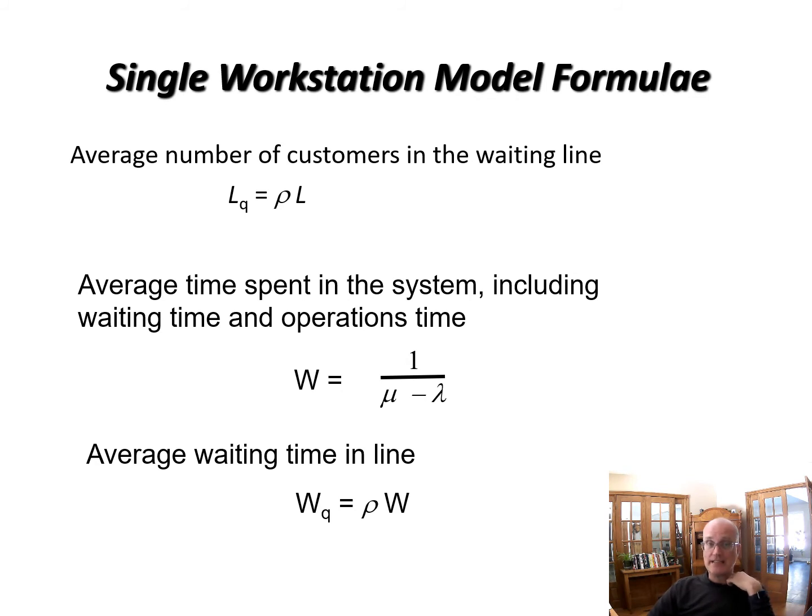The average number of people waiting in the line is LQ, which is simply rho times L. If you want to know just how long they wait, the last one was time in the system, which included time in the line. This includes just the time they spend waiting in line. The average time spent in the system, including waiting time and operations time, W, is equal to 1 over mu minus lambda. And then similarly, the average time waiting in line is simply rho times W, or the utilization times the average time in the system.